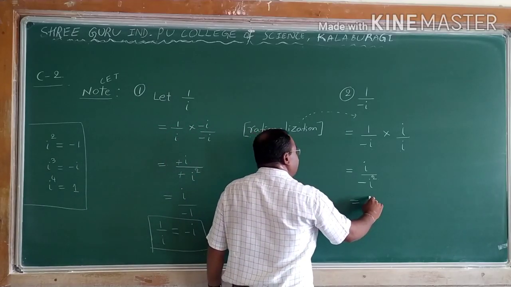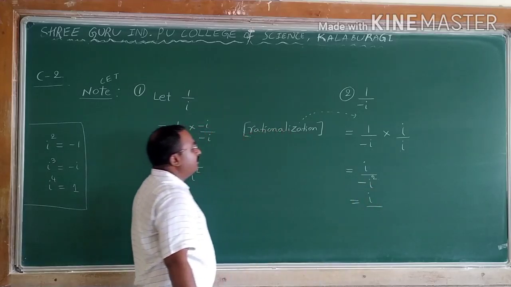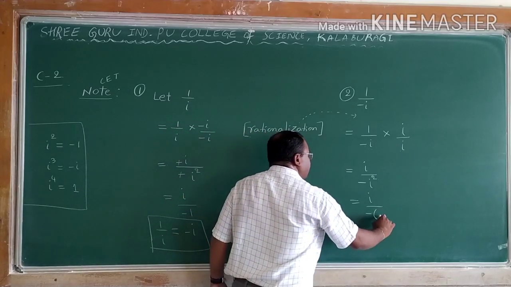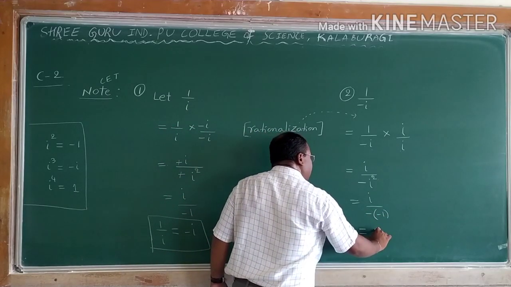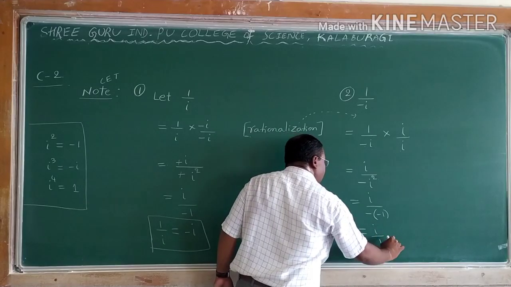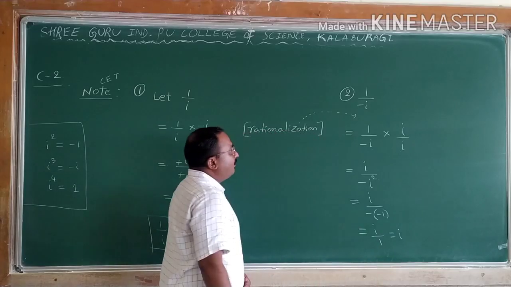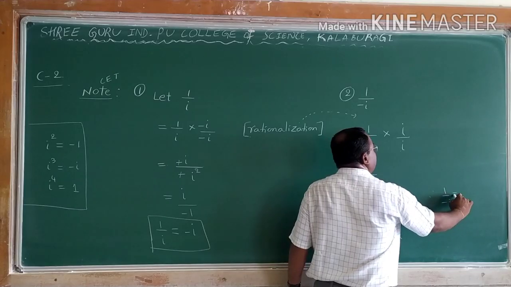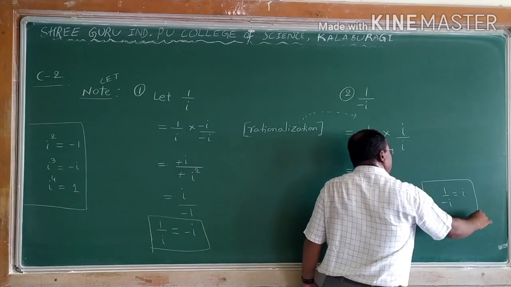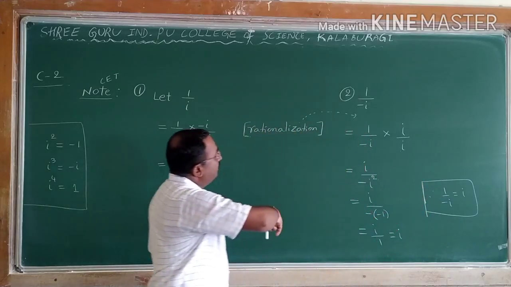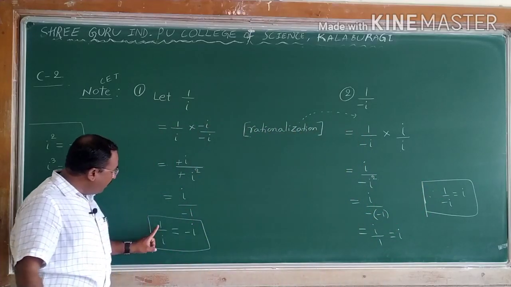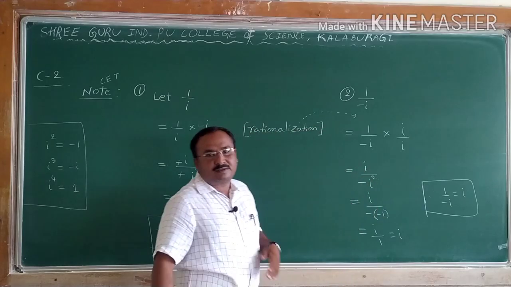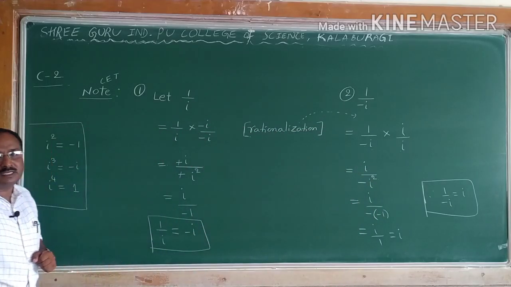Here i square value is what? Minus 1. That is minus, keep as it is, i square value minus 1. Minus plus is equal to what? i. Therefore 1 by minus i is what? Plus i. Here these two solving not necessary, keep in your mind. 1 by plus i is what? Minus i. 1 by minus i is what? Plus i. These 2 points keep in your mind.